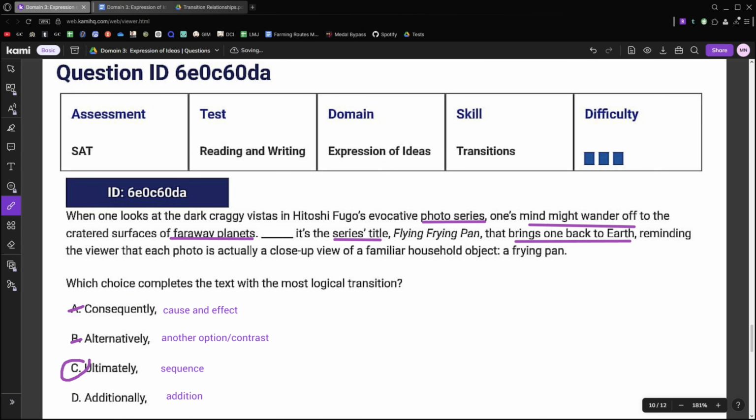But of course, if you can't logic that out, we can just eliminate D because addition, are we adding on new info related to what's before it? No, we're not. We're talking about two different things. So that's why it wouldn't be D either. Now, we are talking about two different things, but still, it wouldn't be B because it's more of another option compared to being a contrast.